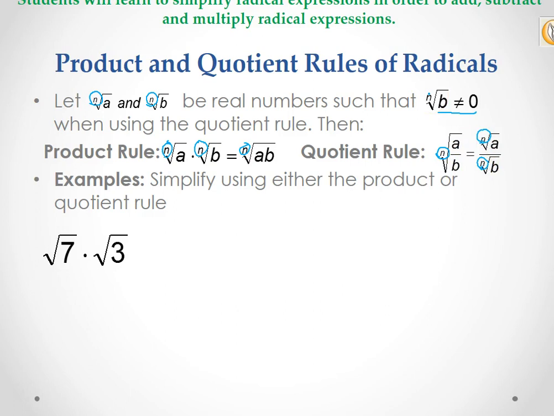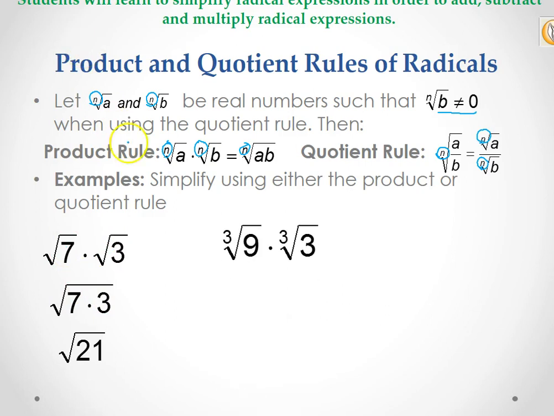So we're going to simplify these square roots. Since these are both square roots, we have the square root of 7 times the square root of 3. We can multiply 7 and 3 together and get the square root of 21. Then we have the cube root of 9 and the cube root of 3. Cube roots, they're the same, so we can multiply them together. So we have the cube root of 9 times 3, which is the cube root of 27. And the cube root of 27 we know is 3.